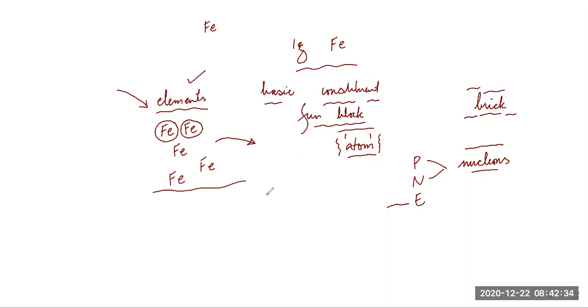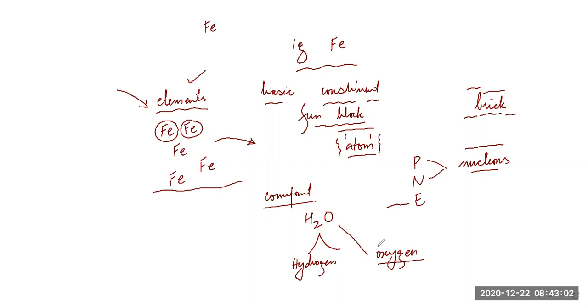But when you talk about a compound, like one girl said, water, H2O. Now H2O means how many elements are there in water? One is hydrogen, two atoms of hydrogen, and one atom of oxygen. Hydrogen and oxygen are also elements. They are existing in gaseous states, but they are also elements. So this is a compound.